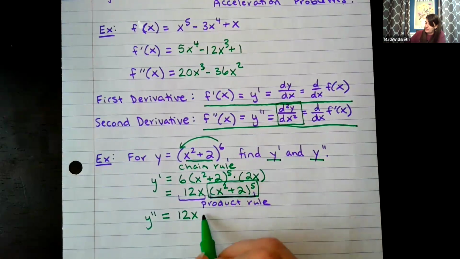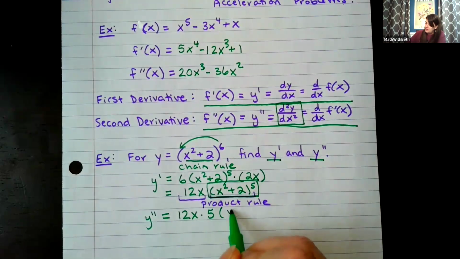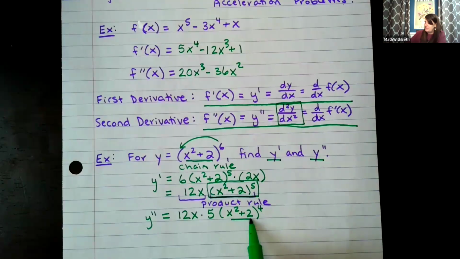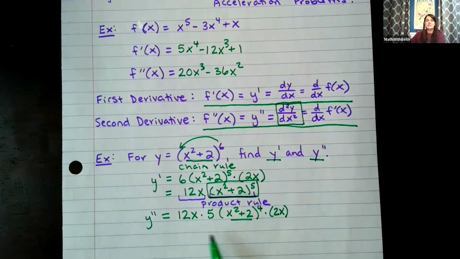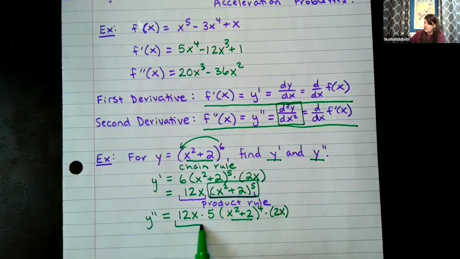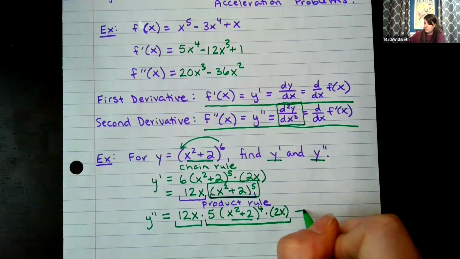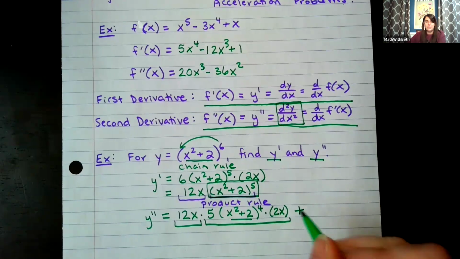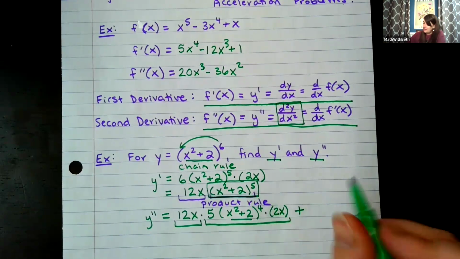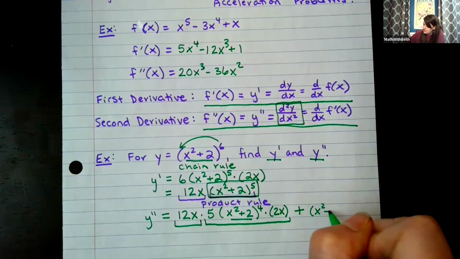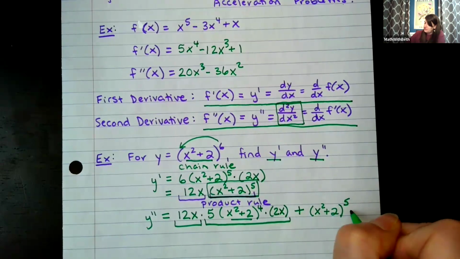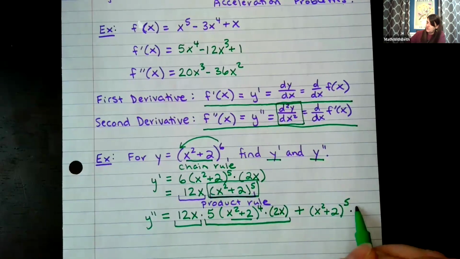So the 5 comes out front, and then I subtract 1, but then I have to multiply by the derivative of the inside. So this is just me doing my first function as is. All of this is the derivative of the second function. So for the product rule, we still have to add the second function as it is times the derivative of the first.